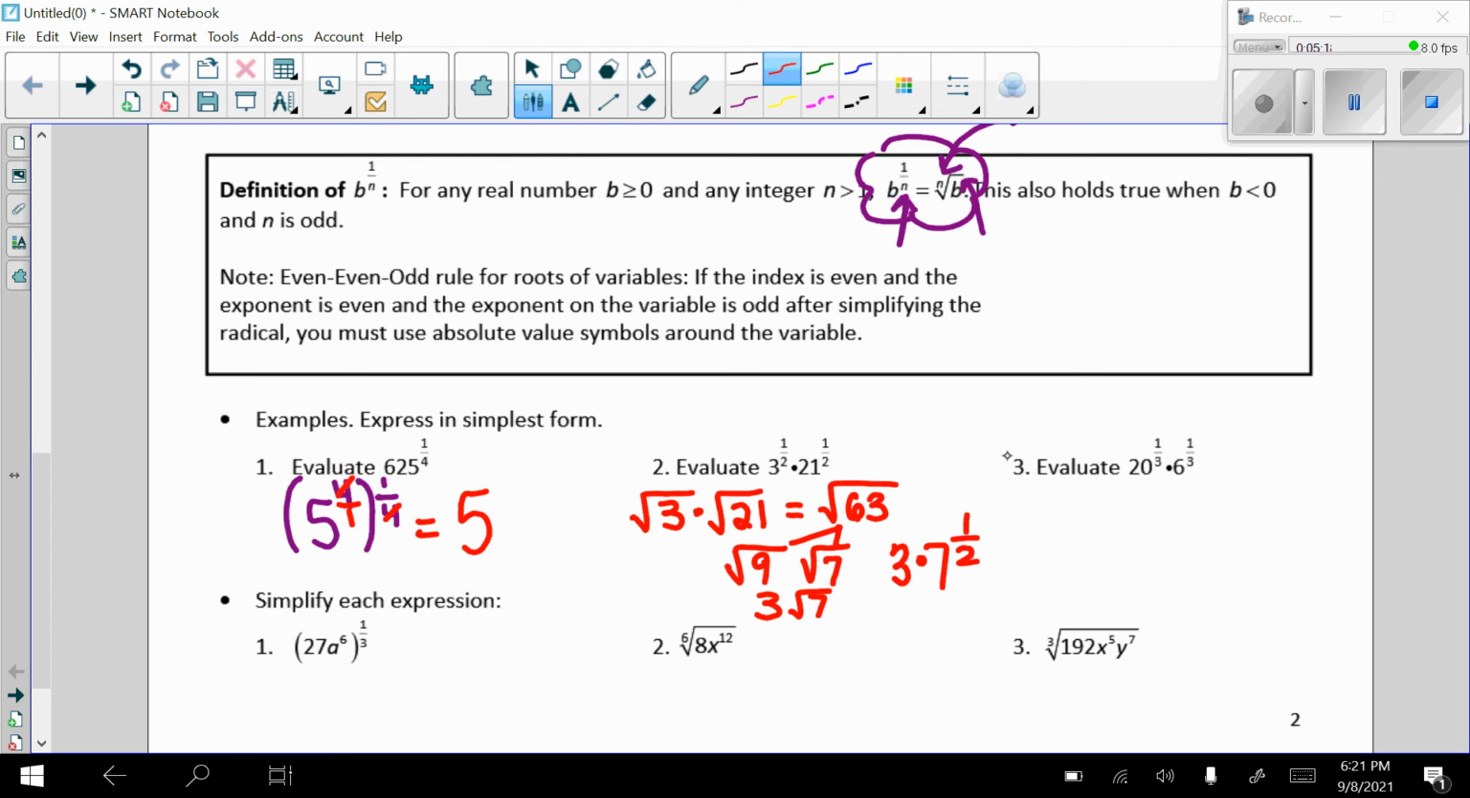So I want you to stop the video and go ahead and try number 3, which is very similar to number 2, but you're dealing with third powers. And let's see how you can do. So stop that video and try that problem.